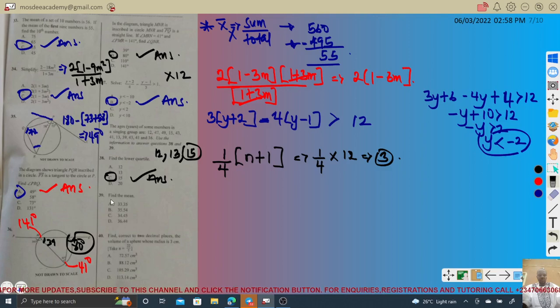Then the next one is the mean. The mean of a set of numbers is: add everything and divide by the 11. So adding everything together, 12 plus 47 plus 49 plus 15 plus 43 plus 41 plus 13 plus 39 plus 43 plus 41 plus 36. If you add this directly together, I think the addition should be 379 divided by how many numbers are there? There are 11 numbers altogether.